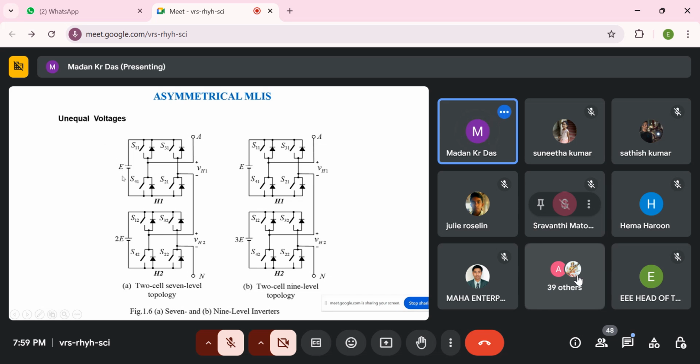Here the DC link voltage is not the same in this inverter. Suppose we use 100 volts here and 200 volts there. The total output voltage is 300, meaning 300 positive and 300 negative, and also 0. So in total we have generated a 7 level system. How does this inverter work? Suppose the current can flow like this.